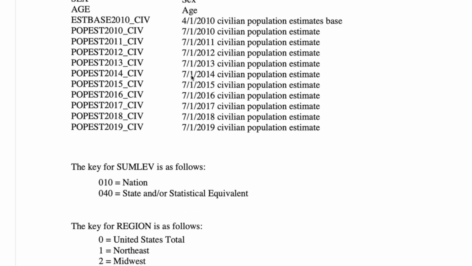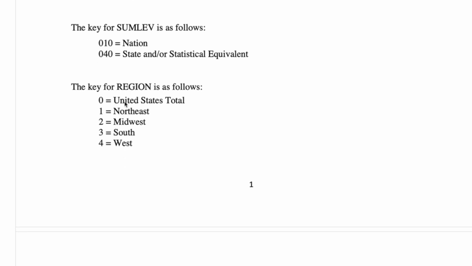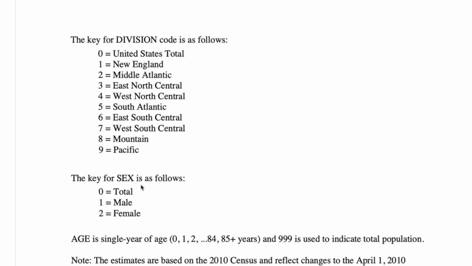Now, if we scroll down further, we can see that this is our base population estimate, and then each of these columns is the estimated population for that year as of July 1st, according to the US Census. And then for each column, we are told what these different codes mean. Now, the ones we're most interested in for the sex column, 0 represents total. Male is 1 and female is 2.